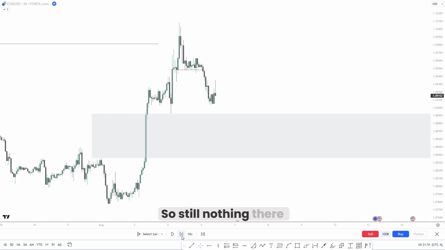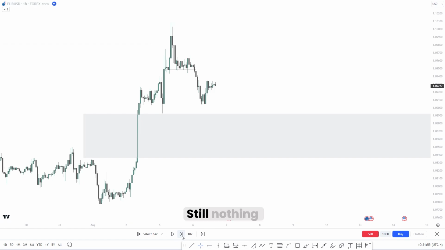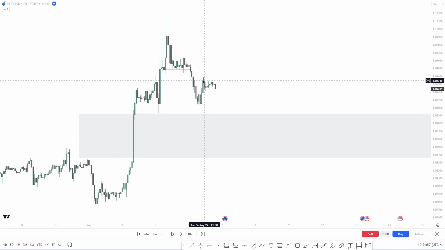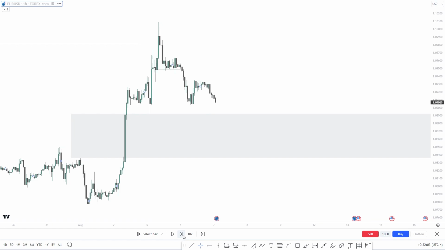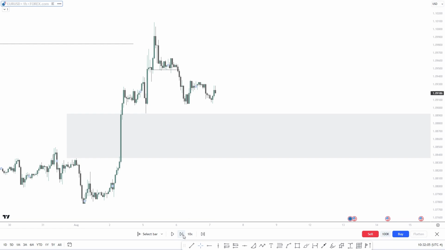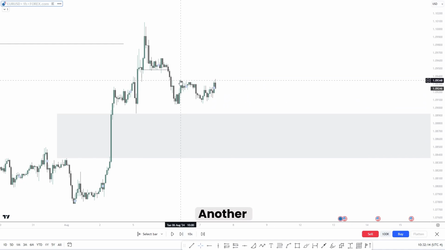So still nothing there. We still don't see any high being taken out. Still nothing. This is the high that I want to see being taken out. Let's see if we get that. We still don't get that, so we are still not going to enter here. Now we have a high being taken out. Let's see how the market reacts from here. Another high is taken out.